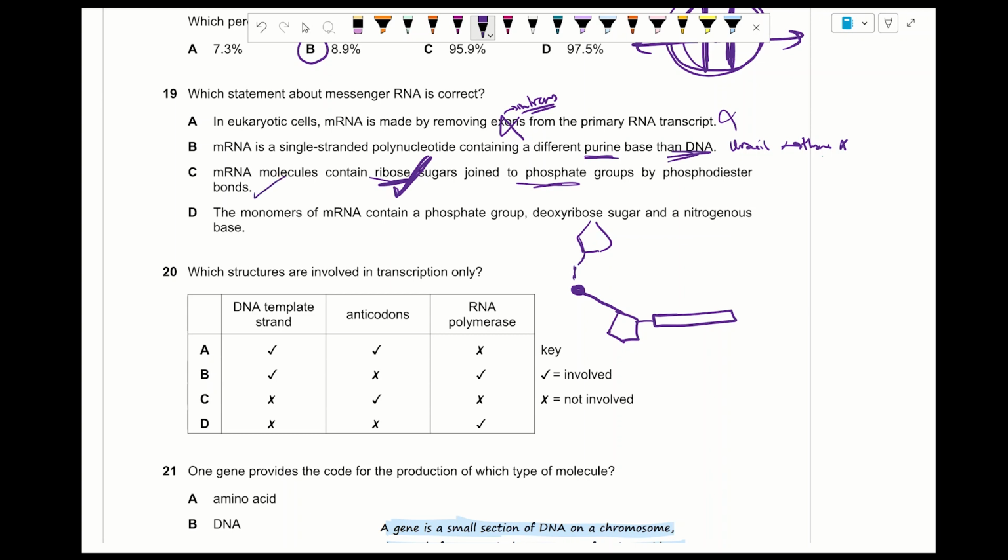Therefore, this is correct. Now, for D, the monomers of mRNA contain a phosphate group, deoxyribose sugar, and a nitrogenous base. We just said that this is incorrect. Deoxyribose sugars are present only in DNA nucleotides. Therefore, this is incorrect, and the answer is going to be C.